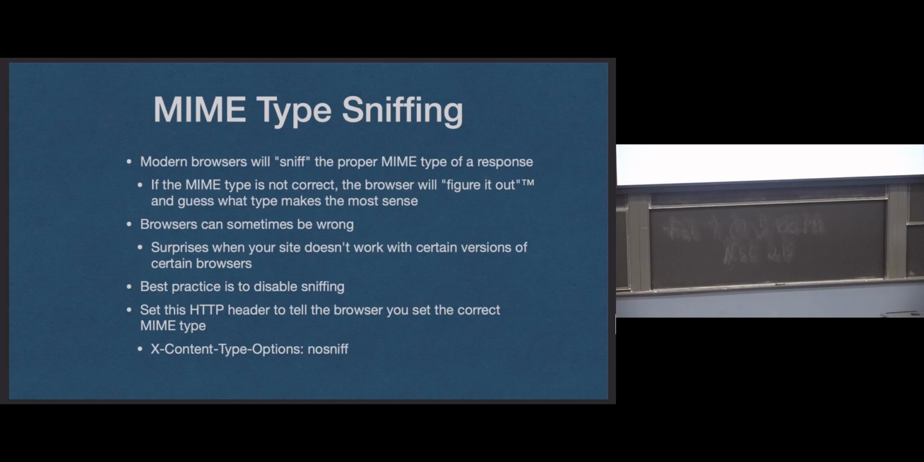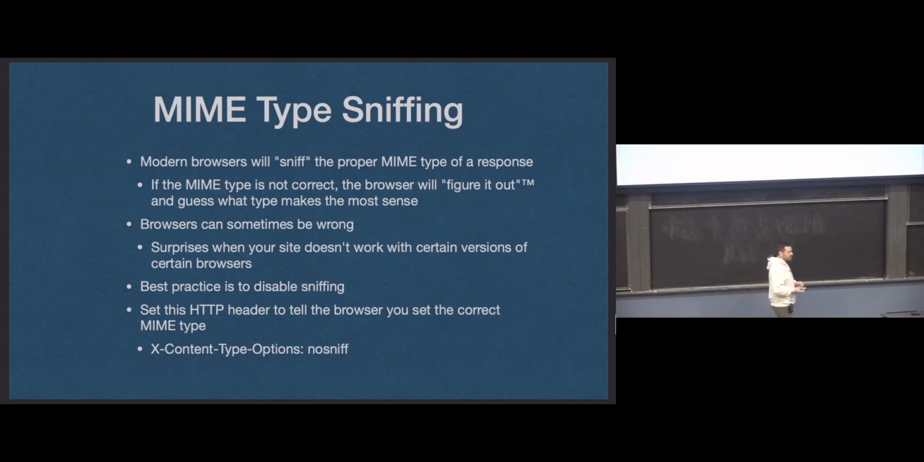We have something called MIME type sniffing. We're not doing great on time here. I want to at least get through MIME type sniffing. So the MIME type can kind of be wrong. And if it's wrong, the browser's going to try to figure it out. If you say text/plain and your content is actually HTML, the browser's going to be like, it kind of looks like HTML. I'm going to render that as HTML.